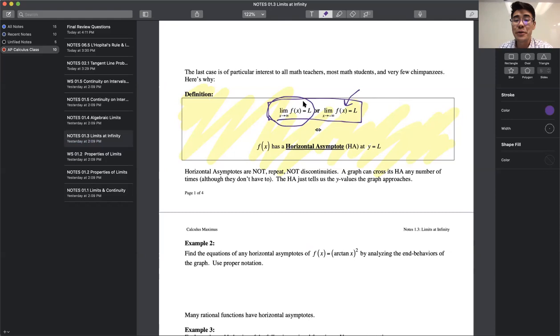It was a 2-point question, and they gave you a point for doing the limit as x approaches positive infinity, and they'd give you another point for x approaches negative infinity. So something to keep in mind. Please keep that in mind if you get a horizontal asymptote question.